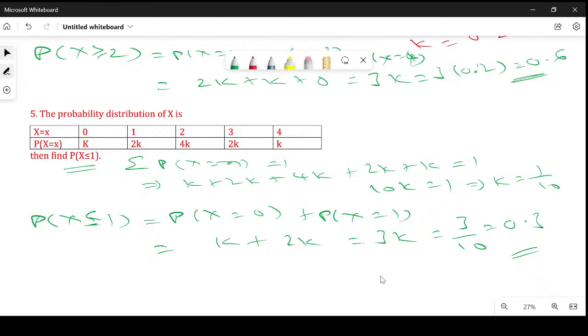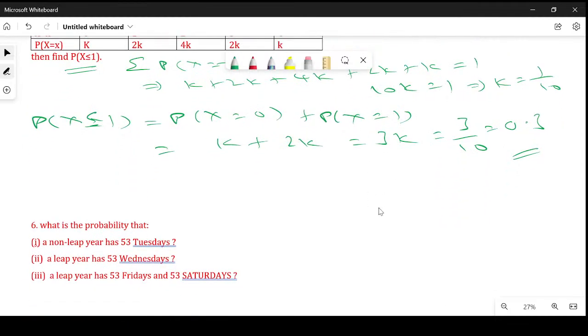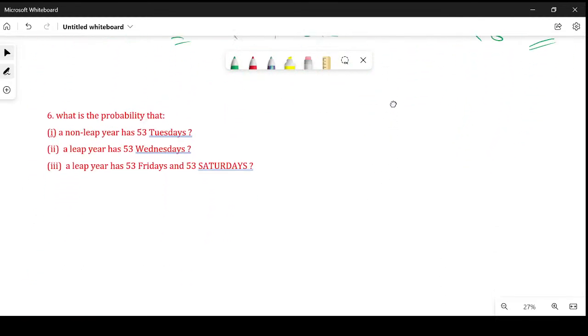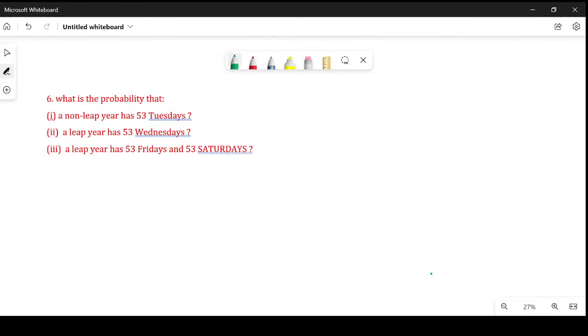Now, I hope you understood this. I am going to explain the sixth one now. Sixth one, see that. The sixth is also a most important model.